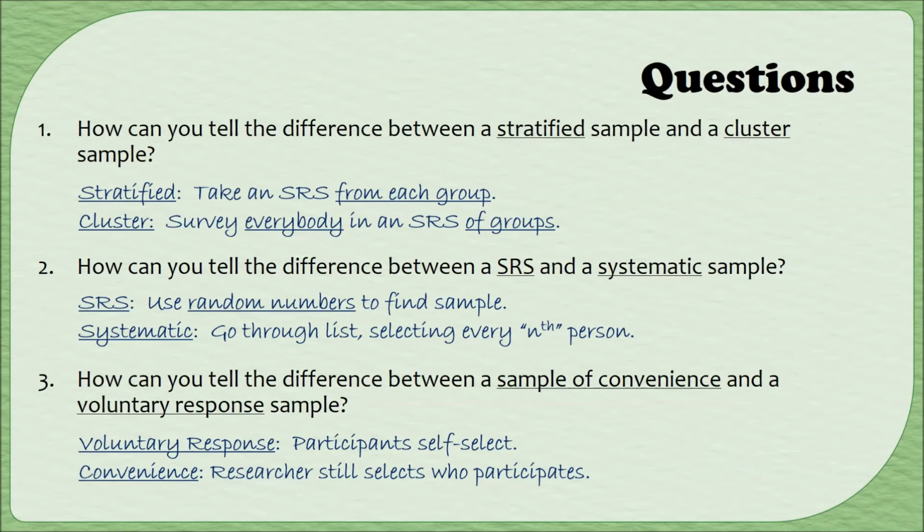The houses don't volunteer. So for these two, the biggest difference is going to be who is choosing the people who participate. If the participants choose, it's voluntary response, and if the researcher chooses, then it's going to be a sample of convenience. Now, like I said, the way that you tell the difference between similar types of sampling could be different. These are just the things that I find helpful for me.